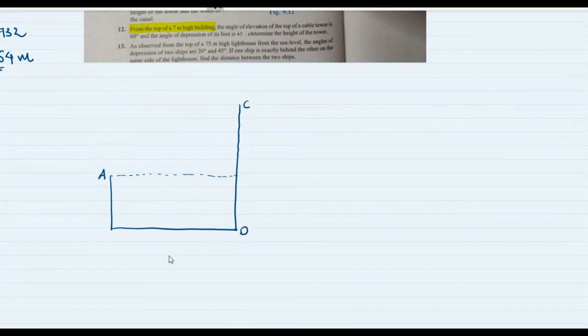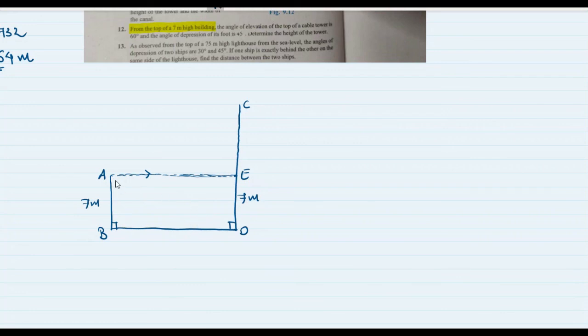Suppose CD is that cable tower and AB is the 7-meter high building. Now, if somebody stands on the top of building AB, the line of sight will be along this line. He or she would be looking straight in this path. Okay, and this point we can take as E. So DE also becomes 7 meter.